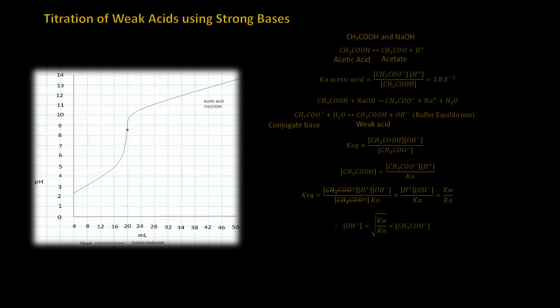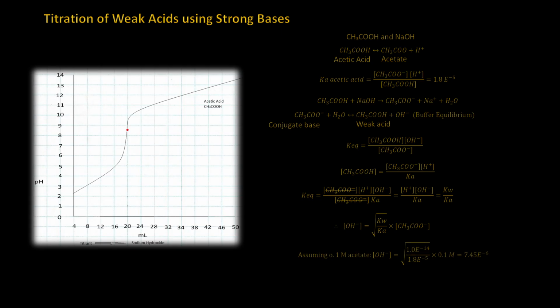The molarity of the hydroxide is equal to the molarity of the acetic acid, as both are formed from the buffer equilibrium reaction. Therefore, the molarity of the hydroxide can be used to determine the pH value of the solution. The molarity of the hydroxide is equal to the square root of Kw divided by Ka, multiplied by the molar concentration of the acetate in solution.